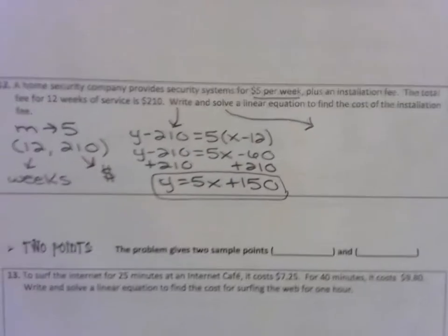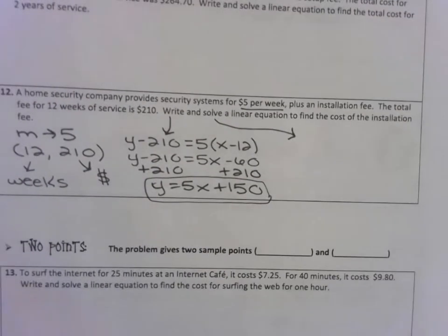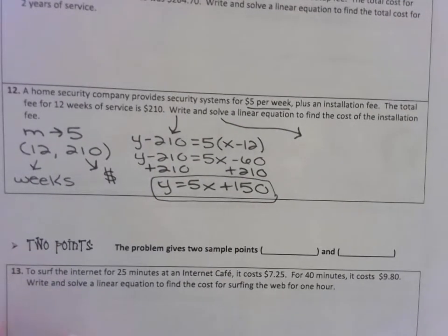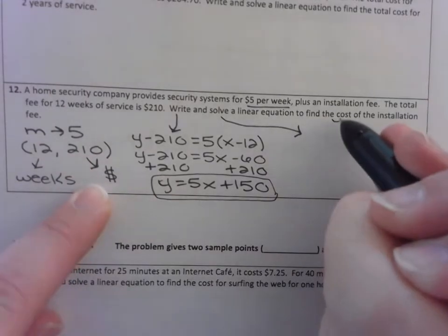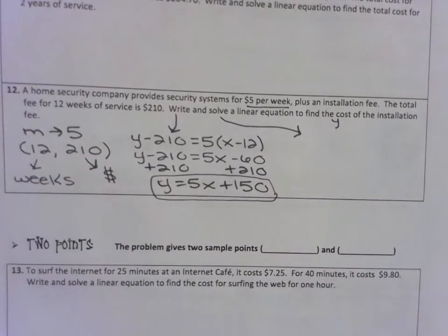So let's think about this. I want to find the cost. So what variable do I want to solve for? Y represented the money. I want to find the cost, so I'm solving for Y. So I want to find Y, which represents the cost. Look at your ordered pair. I want to find Y, the cost of the installation fee.